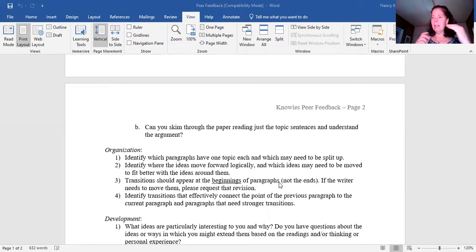And then again, identify transitions that are working. Transitions like furthermore and therefore are nice, but they don't work unless it's clear how the point of the previous paragraph is connecting to the point of the current paragraph, right? So you can work on transitions.